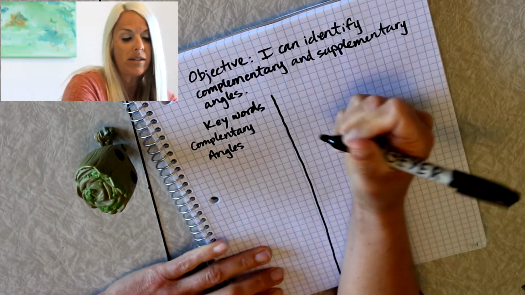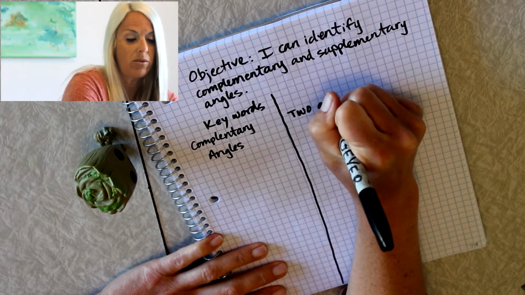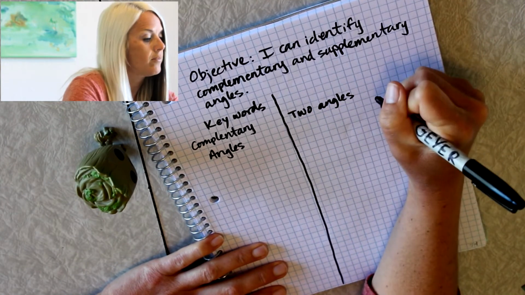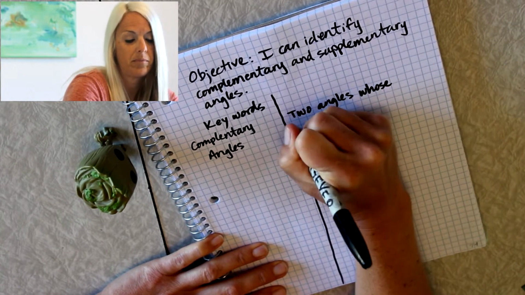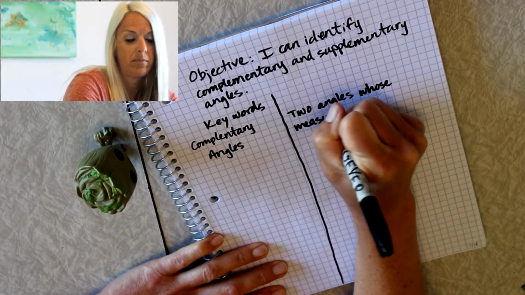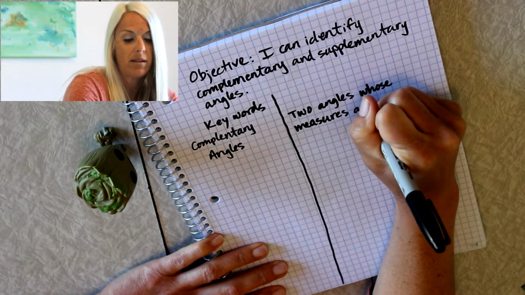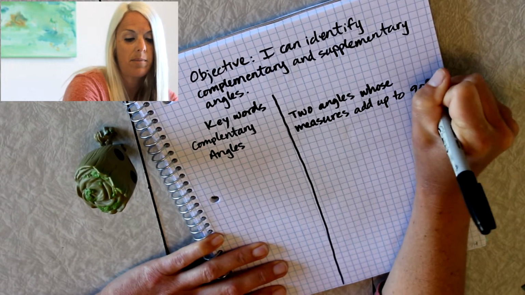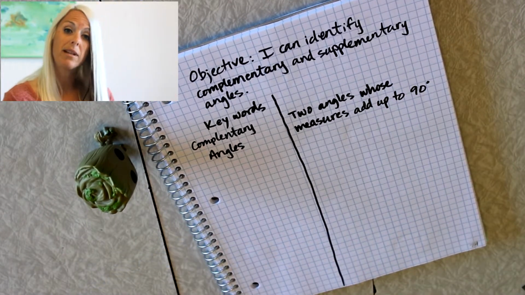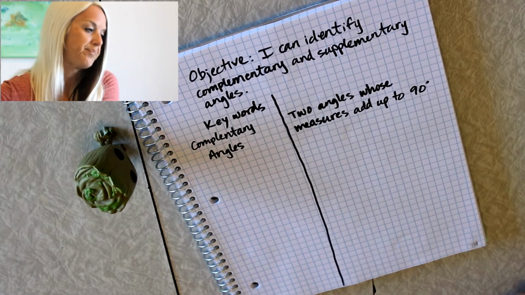And the definition of complementary angles is simply two angles whose measures add up to 90 degrees. Add up to 90 degrees. So let's try and draw a picture so we can see what that might look like.